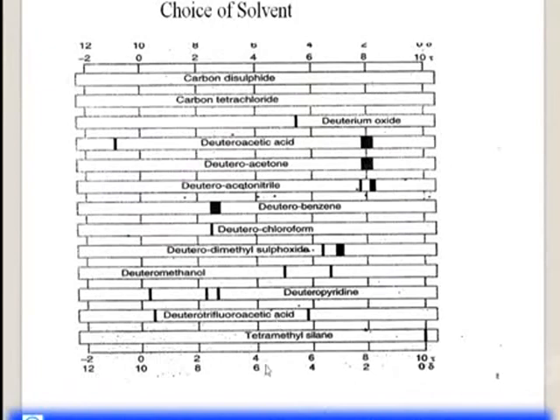And you can see the number of solvents which we can use for the detection of a particular kind of protons, or we can say in the case of NMR spectroscopy. You can see carbon disulfide, carbon tetrachloride, deuterium oxide, deuterioacetic acid, deuterioacetate, acetone, and you can see where these create problems in which ranges, and deuteriobenzene, deuteriochloroform, deuterodimethyl sulfoxide, deuteriomethanol, deuteriopyridine, deuteriotrifluoroacetic acid, tetramethylsilane. So it was about the shielding and deshielding.